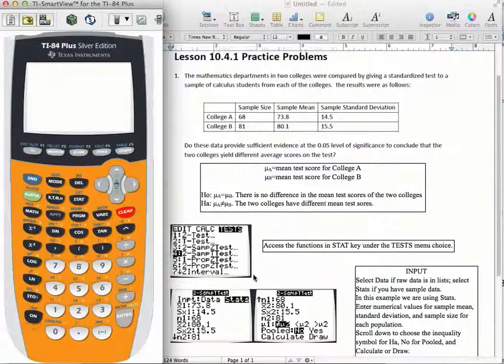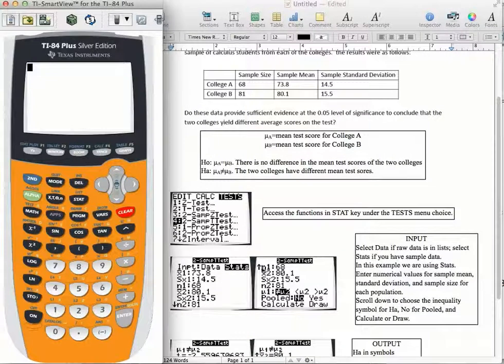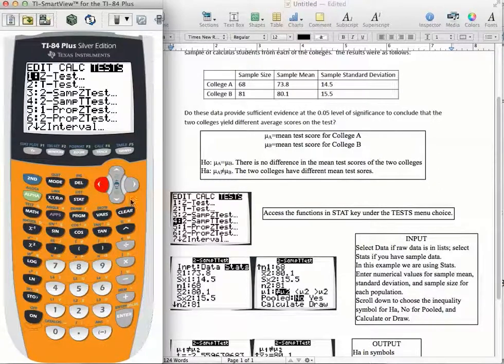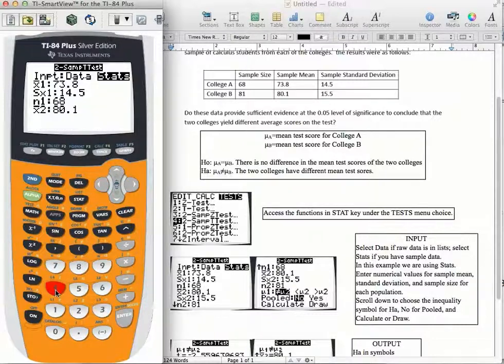So in the calculator, what you want to do is access the functions in the stat key and go to the test menu choice. I'll access the stat key and navigate over to tests, and what I want is option number 4, two-sample t-test. It's option number 4, so I press the 4 key. My statistics have already been entered into the calculator. I'm using statistics, not data.